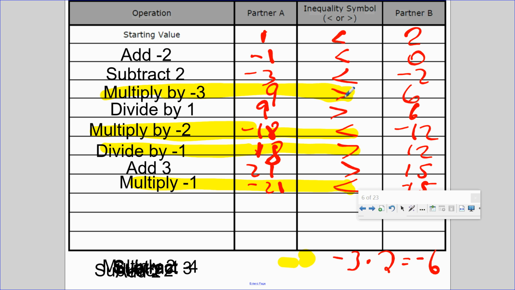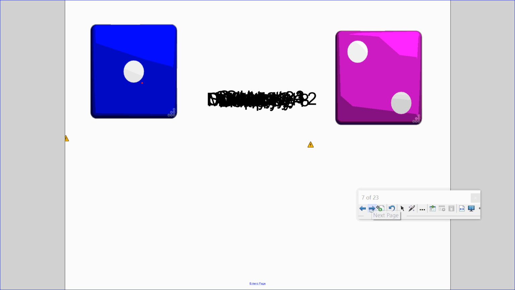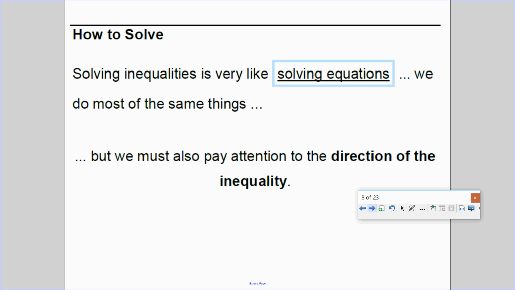So for example, let's do divide by -1. 25 divided by -1. 25 divided by 1 is 25. Do the opposite, -25. So same thing here. They flip. So again, when you solve an inequality, it's just like solving a regular equation. We do mostly the same thing, but you also must pay attention to the direction of the inequality.